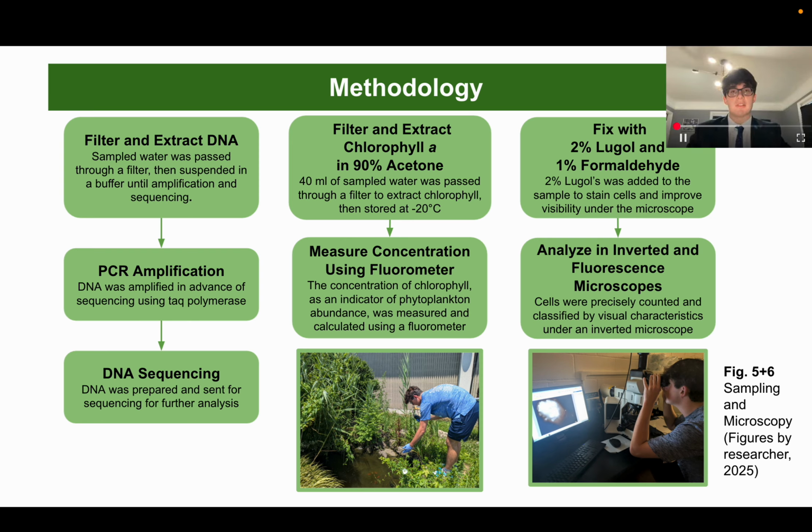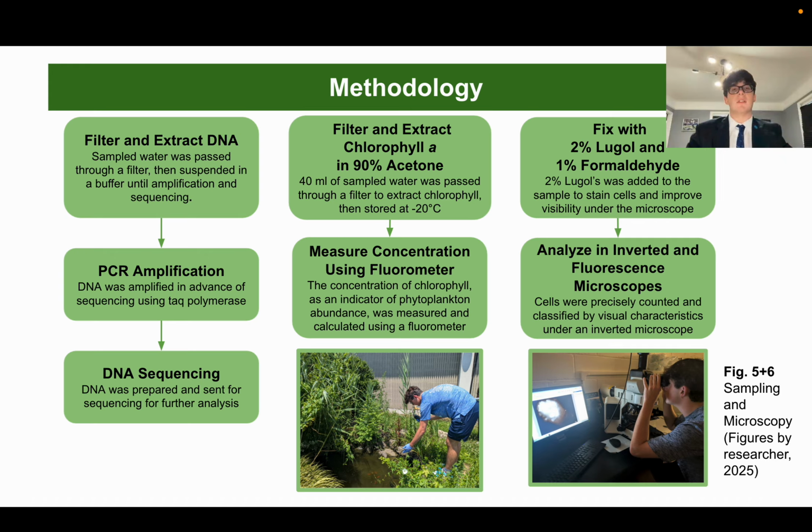First, I filtered and extracted my DNA by passing my water through a filter and then suspended it in a buffer until amplification and sequencing. Then I used PCR amplification on the 18S gene to make it much easier to sequence. And then I sent these samples to University of Connecticut in order to fully sequence the DNA and to figure out which organisms are present in my samples.